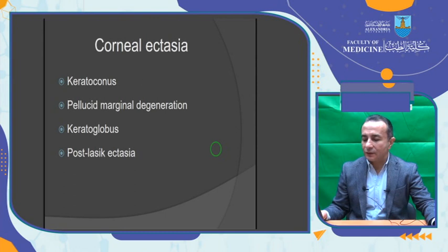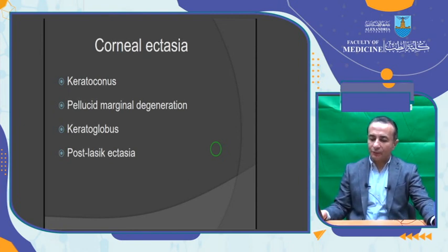So in ectatic disorder, there is an increase in the dioptric power of the cornea and irregularity of the surface, which may affect the central part of the cornea in keratoconus, the peripheral part of the cornea in pellucid marginal degeneration, and both the central and the peripheral part in keratoglobus. Sometimes ectatic disorders may be iatrogenic after refractive surgery, such as in post-LASIK ectasia.